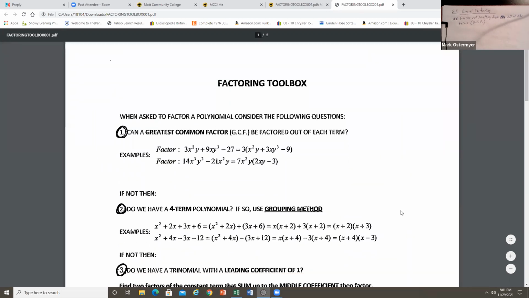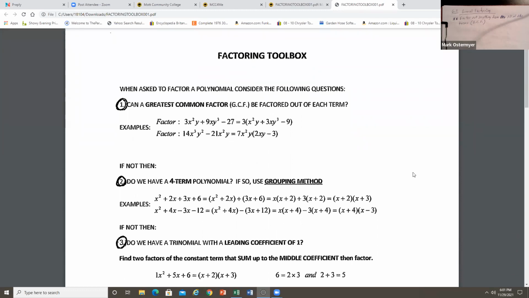Step number one, when you're asked to factor a polynomial, the first step you want to consider is to ask yourself this question: can a greatest common factor be factored out of each term? Because if you can do that, you always do that first. Notice I give you some examples. This first polynomial, you can factor 3 out of all 3 terms. You want to do that first. Second example, you can factor a 7x squared y out of both terms here. You want to do that first.